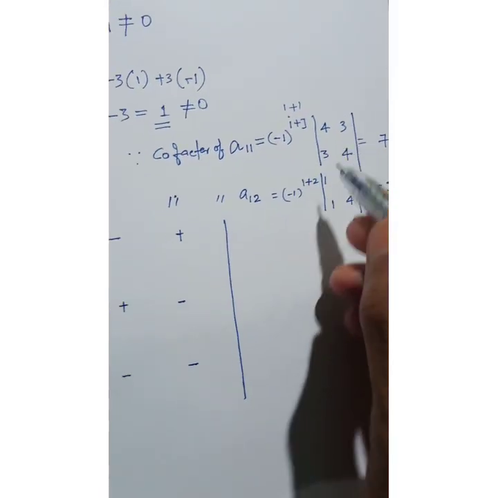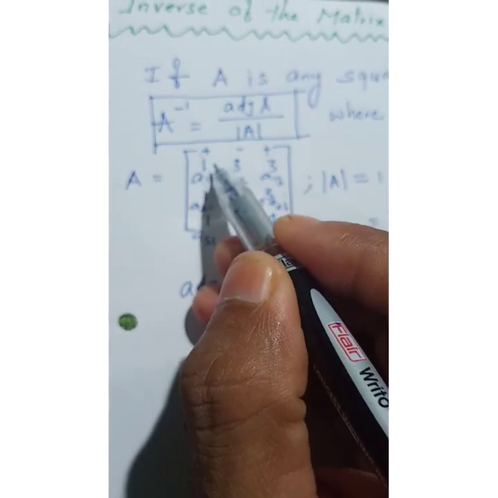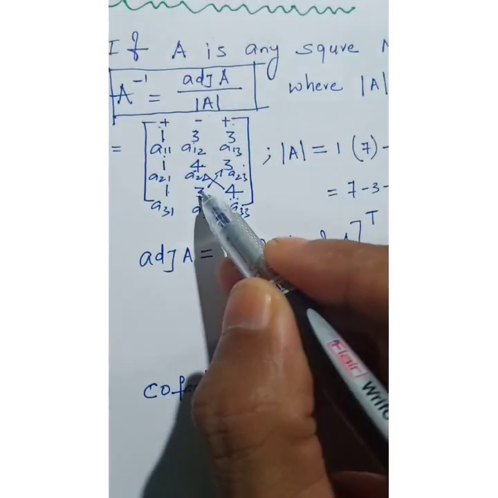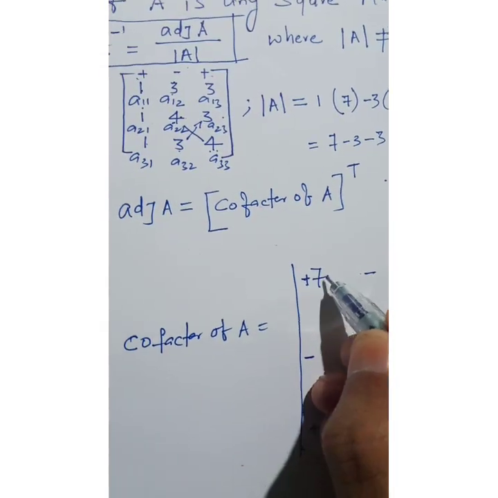From this formula this all came. Now suppose you are finding for this, means you have to ignore this column and this row. Rest is what? 4 3 3 4. So 4 4s are 16 minus 9, that gives you 7. So this is your 7.